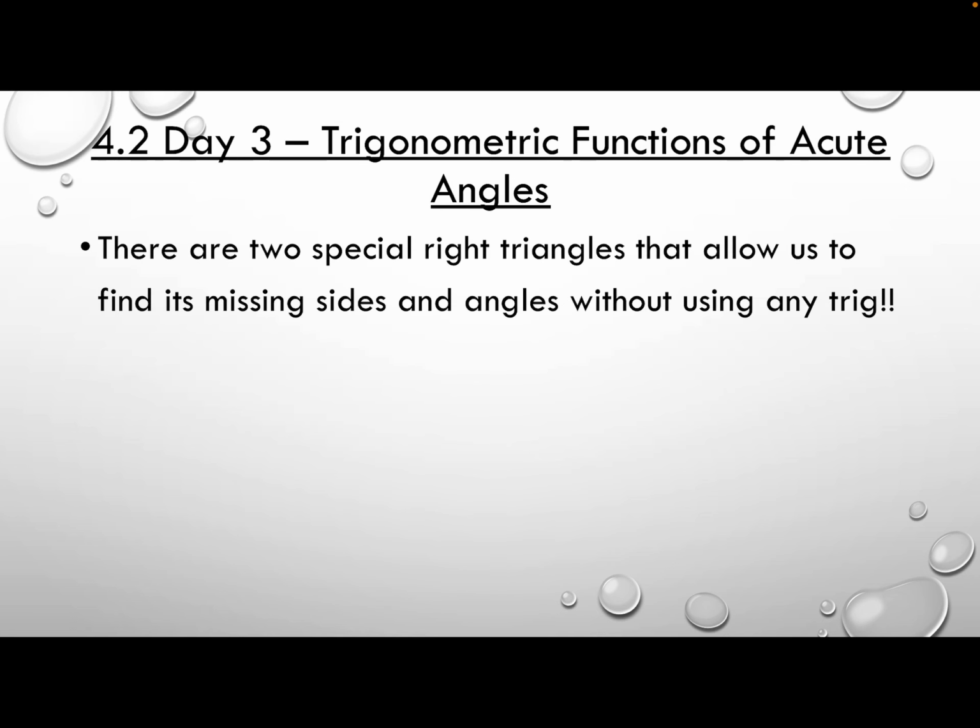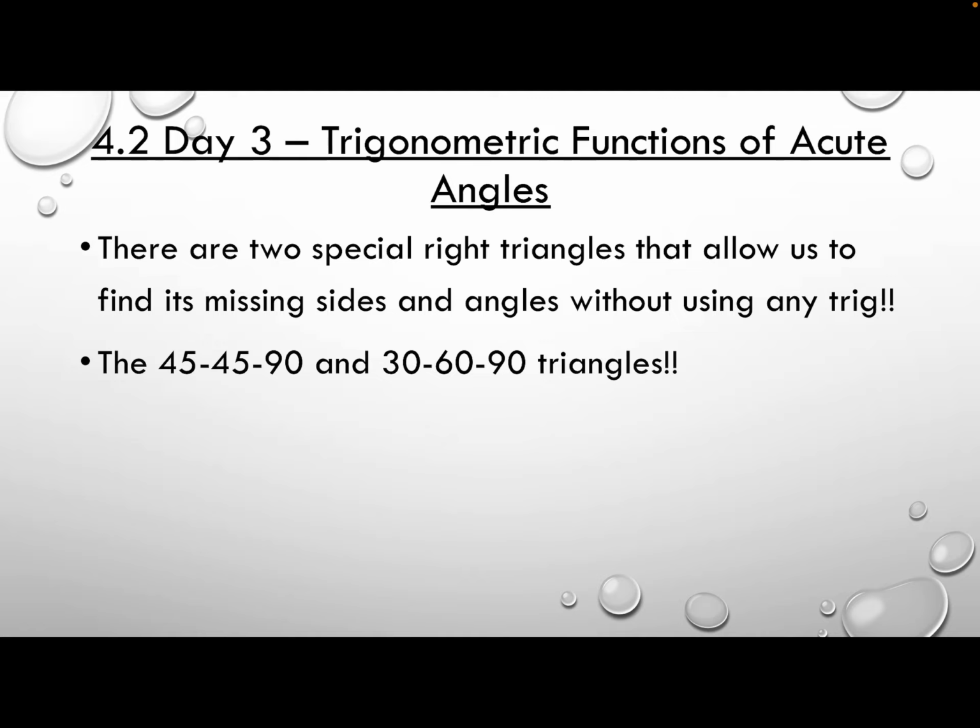The reason why these right triangles are special is that the missing sides of these right triangles, and even the missing angles, though typically we focus on the missing sides, can be calculated without using trig. So we're going to talk about two special right triangles today, the 45-45-90 right triangle and the 30-60-90 right triangle.